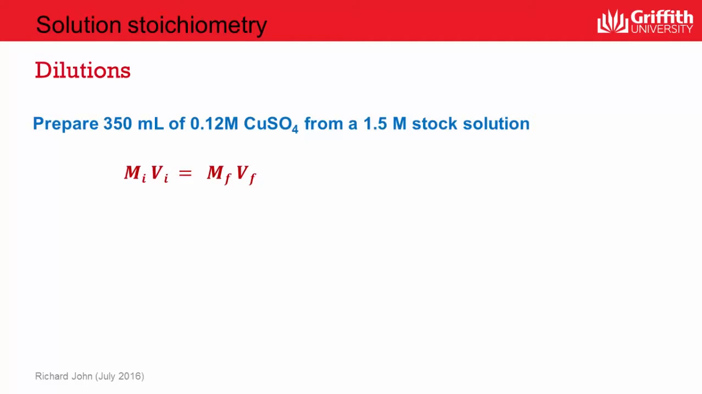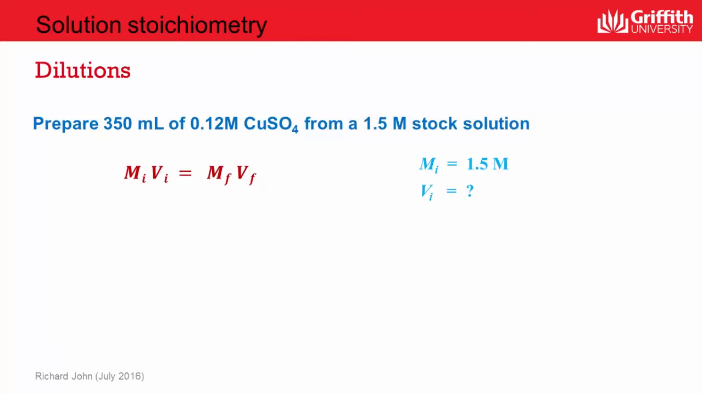So we'll use our dilution equation. The initial molarity times the initial volume equals the final molarity times the final volume. So the initial molarity of the stock solution is 1.5 molar. The initial volume that we want to extract from that stock solution is unknown, and in these dilution calculations, this is what we're actually trying to determine.